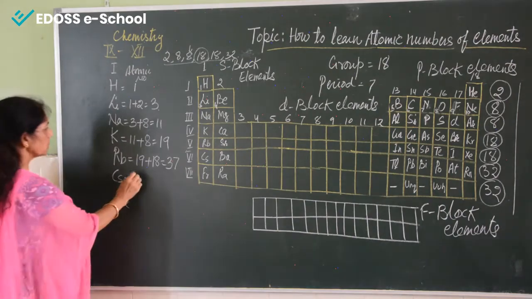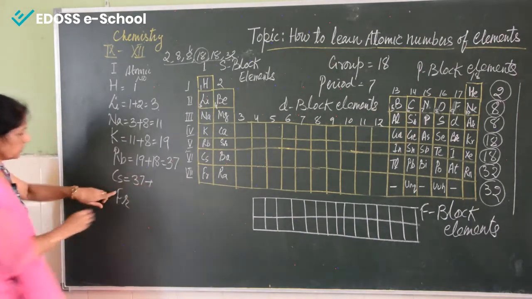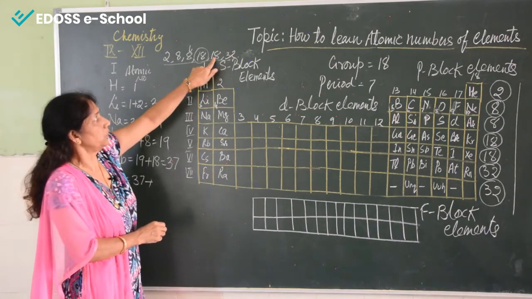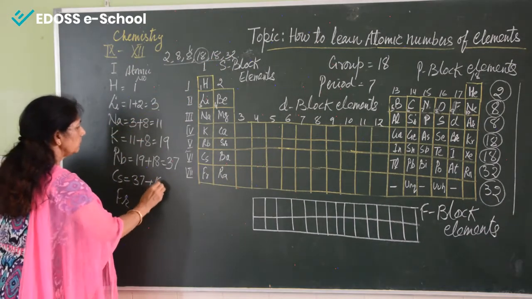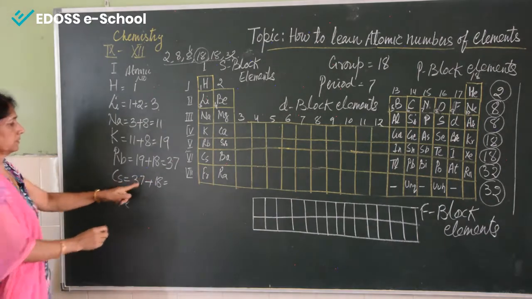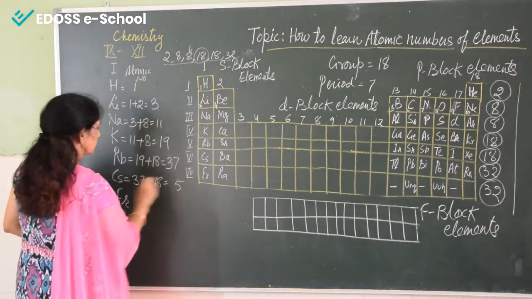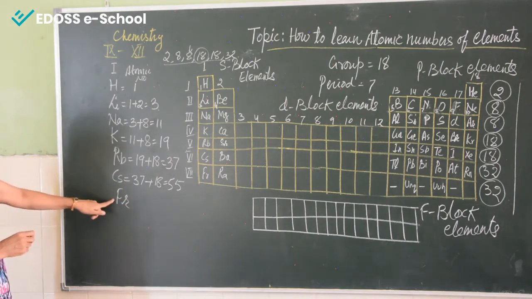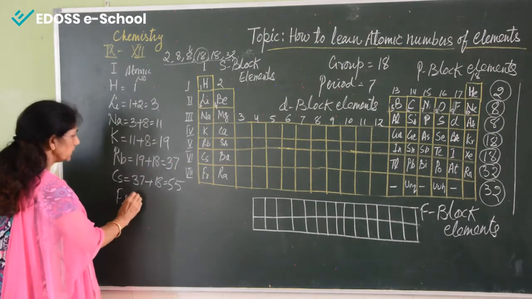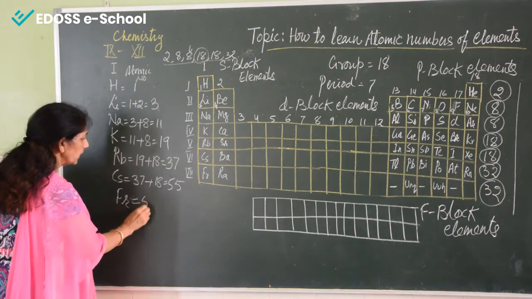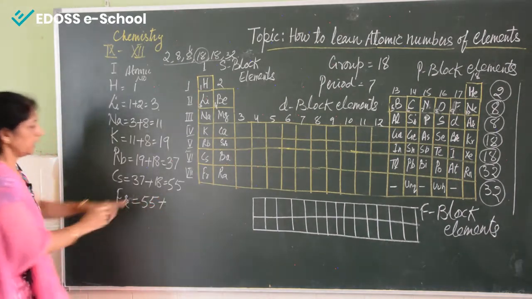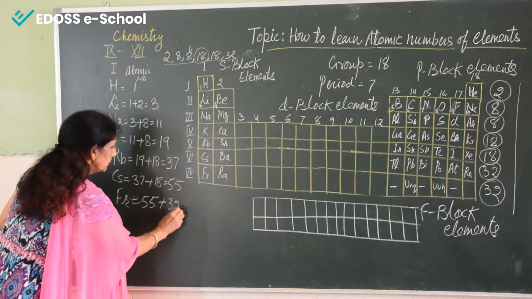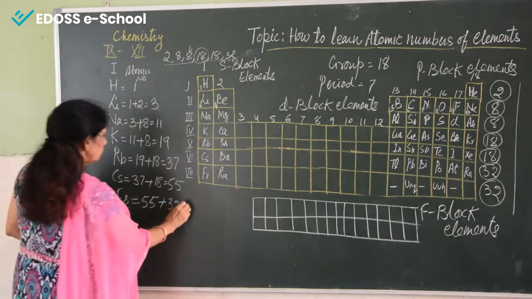Now cesium. We will write 37 here. From here we will see 1 and 2, so this 18 we will add here. 55. This is the atomic number of cesium. And for francium we will take 55 here, and here it is 32, so we will add 32 here.